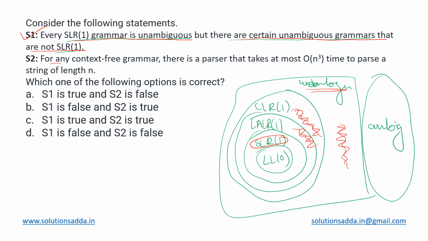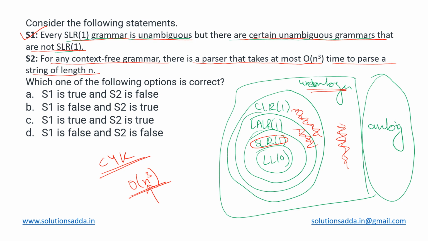Next one. For any context-free grammar, there is a parser that takes at most n cube time to parse a string of length n. Now, given a string of length n, we have to parse it and determine if it belongs to a context-free grammar, or if a context-free grammar can be used to generate that language, to generate a context-free language. For this, we have an algorithm called the CYK algorithm that takes order of n cube time to parse a string of length n and then determine if it is possible for a context-free grammar to exist in such a way that this will belong to that particular language.